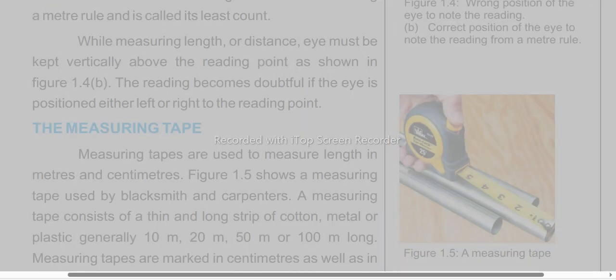Figure 1.4, wrong position of the eye to note the reading. B, correct position of the eye to note the reading from a meter rule. Figure 1.5, a measuring tape.